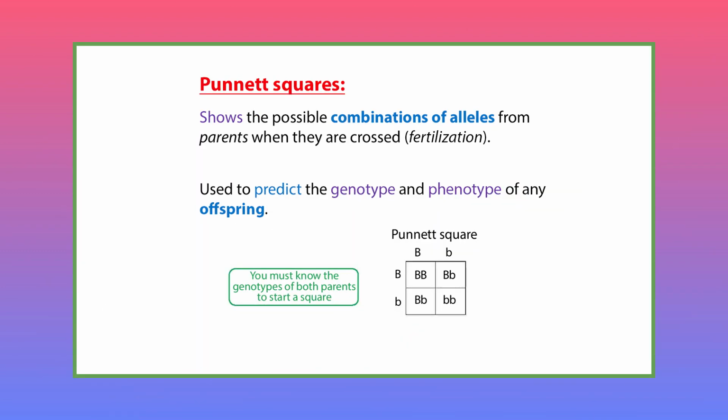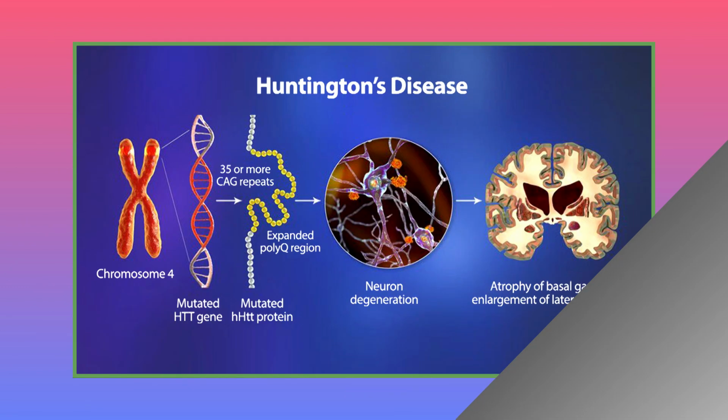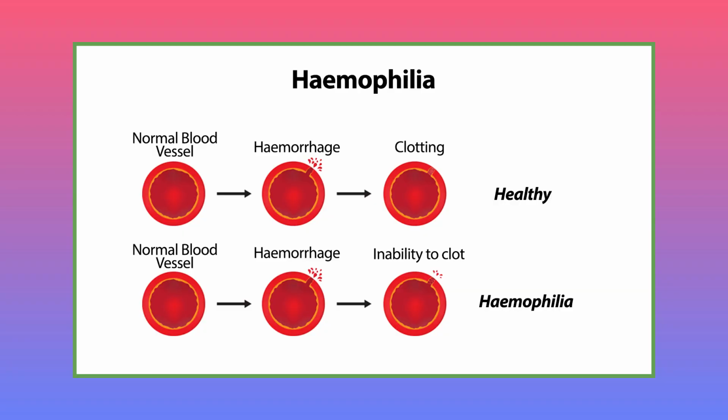A Punnett square, on the other hand, is a chart that shows the expected ratio of possible genotypes in the offspring of two parents when they are crossed with each other. Examples of human autosomal Mendelian traits include albinism and Huntington's disease. Examples of human X-linked traits include red-green color blindness and hemophilia.